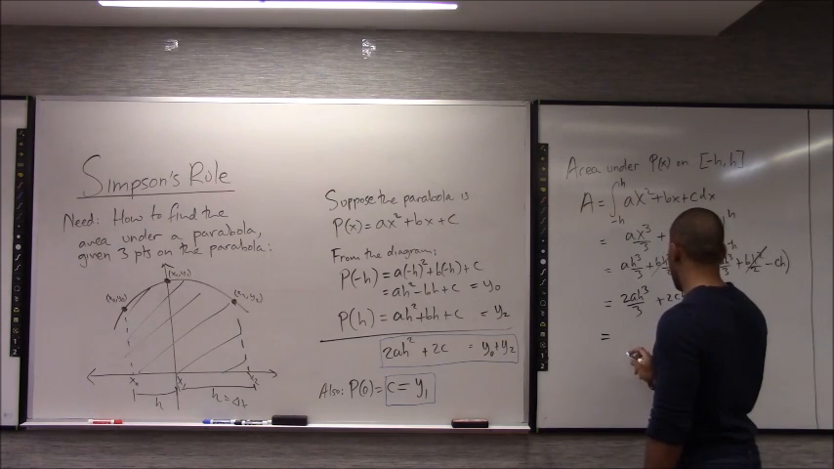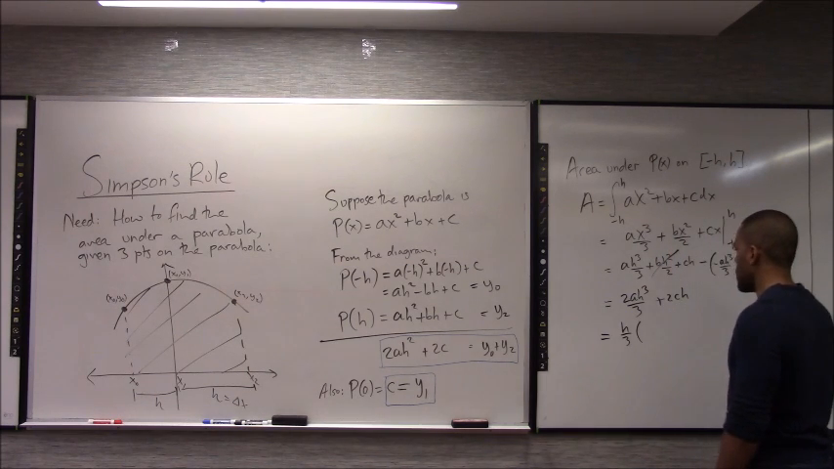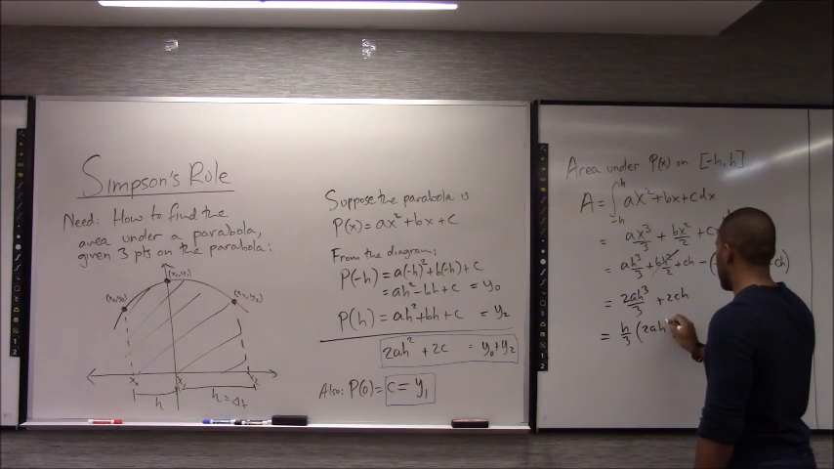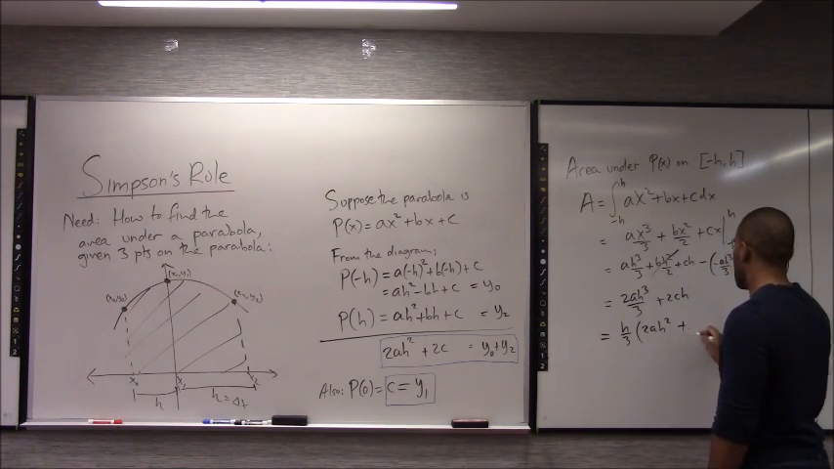Let's clean this up a little bit. I'm going to factor out an h over 3. That's going to leave me with 2ah squared plus 6c.